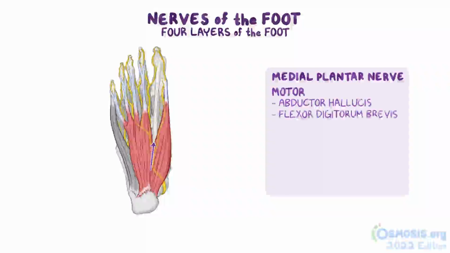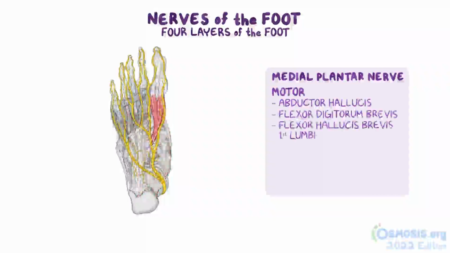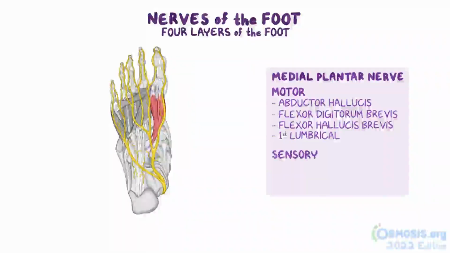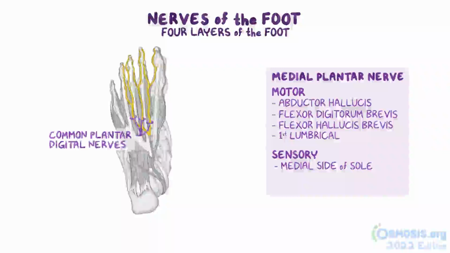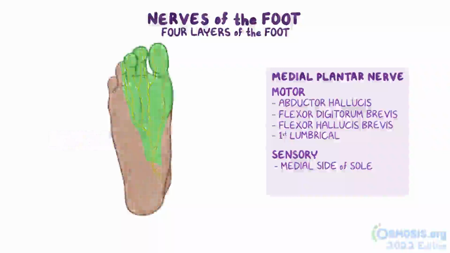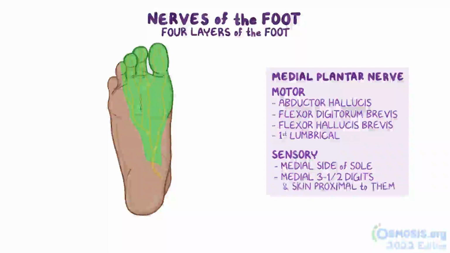The medial plantar nerve then provides motor branches to the flexor hallucis brevis and first lumbrical muscle, and a sensory branch that goes on to innervate the skin on the medial side of the sole. Finally, the medial plantar nerve terminates near the bases of the metatarsals by dividing into three sensory branches called the common plantar digital nerves. These branches supply sensory information for the skin of the medial 3.5 digits, including the dorsal skin and nail beds of their distal phalanges and the skin of the sole proximal to them.